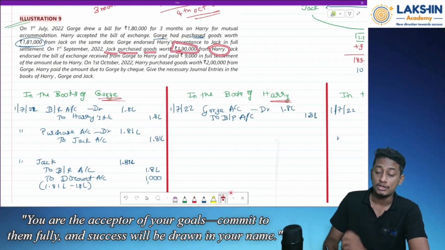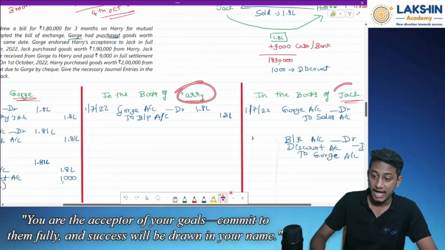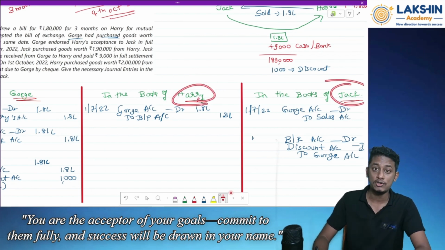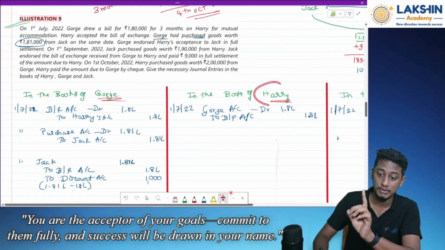From Harry. So now this transaction is between whom and whom? It is between Harry and Jack. The purchase or sale transaction is between Harry and Jack. Should I pass any entry in the books of George? No, sir. No entry should be passed in the books of George, because the transaction was between Harry and Jack.